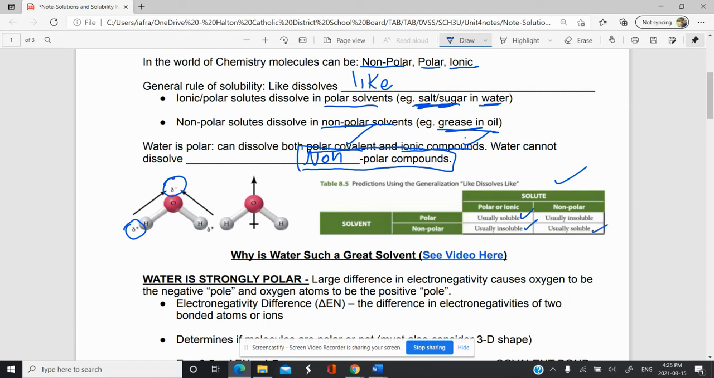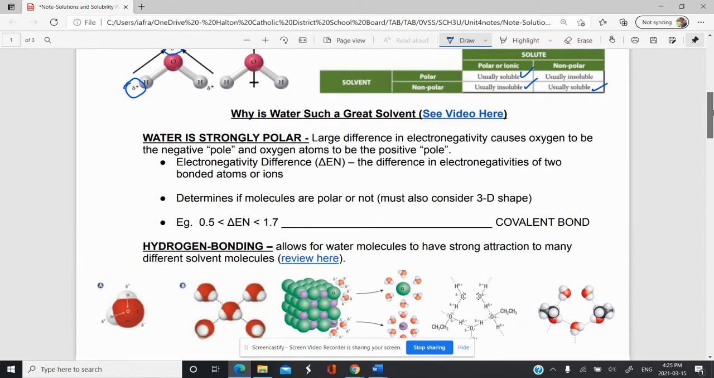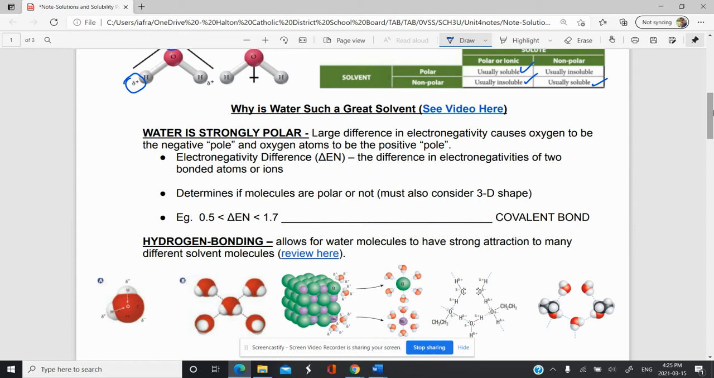So nonpolar dissolves nonpolar, polar dissolves polar / ionic. So let's go a bit more into why water is such a good solvent, such a great solvent. And really it's because water is strongly polar. Remember, water has the ability to do hydrogen bonding. There's a big electronegativity difference between the oxygen and the hydrogen of a water molecule.